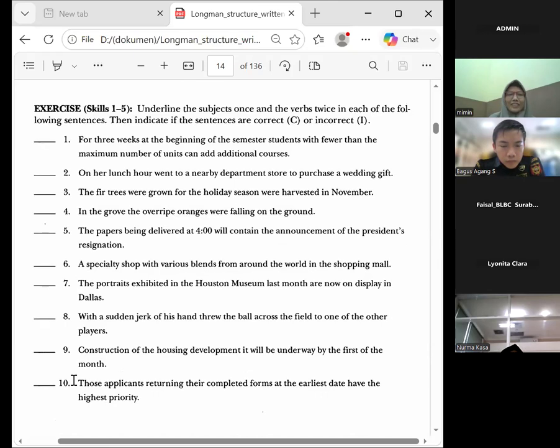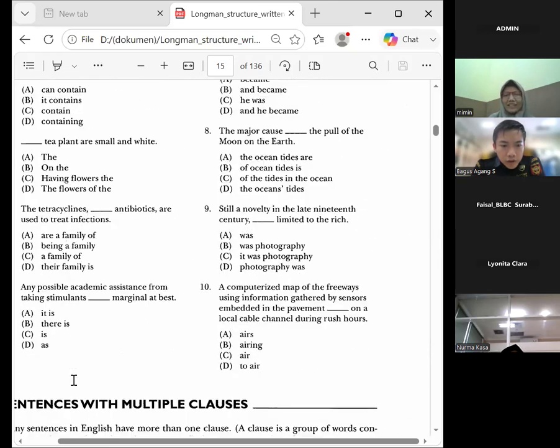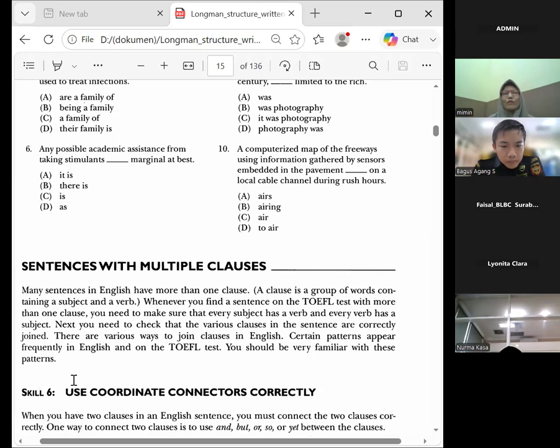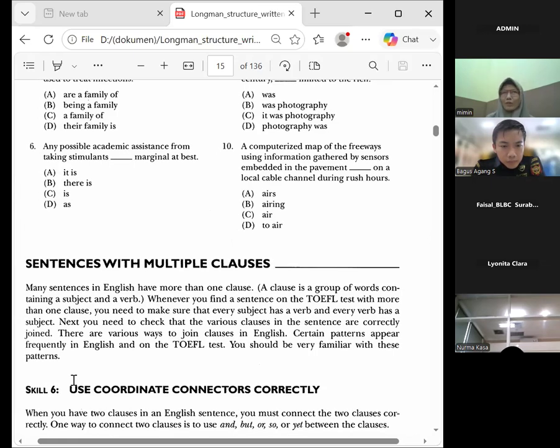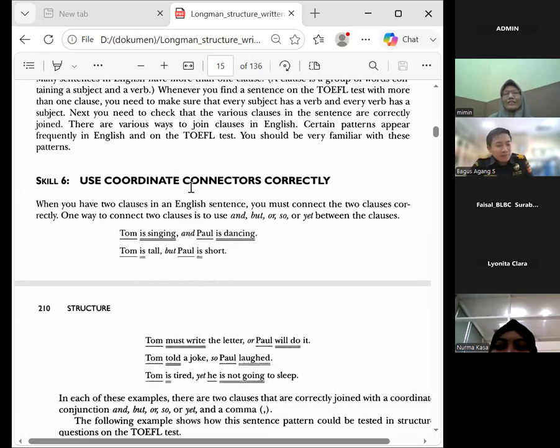I think it's a good idea to go to 6. Let's go to skill 6 maybe, ma'am. Okay, certainly. All right. Now we move on to sentences with multiple clauses. What is meant by sentences with multiple clauses? First of all, I believe that everybody knows what a clause is. A clause is just a group of words with a subject and a verb. And skill 6 is we are going to deal with the use of coordinate connectors correctly.